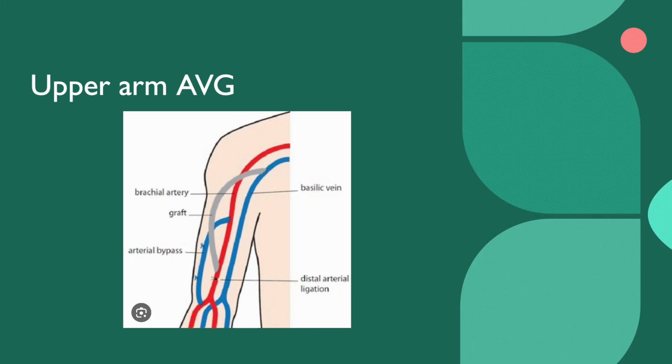However, it is always better to use your own cephalic or basilic vein as opposed to a graft, because it's going to last longer. Studies have shown when you put in a graft, a foreign material, it's typically not going to last as long or be as successful as using your own vein.